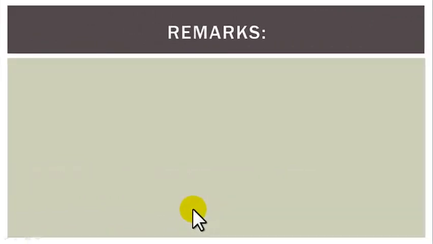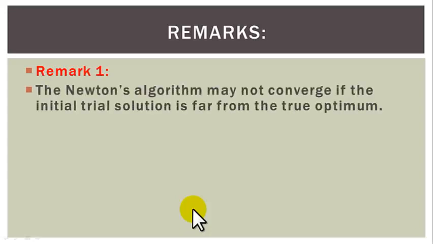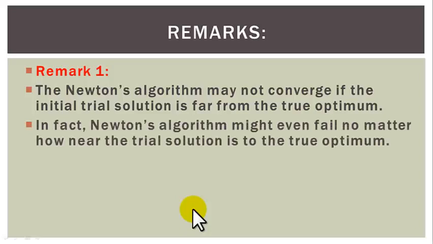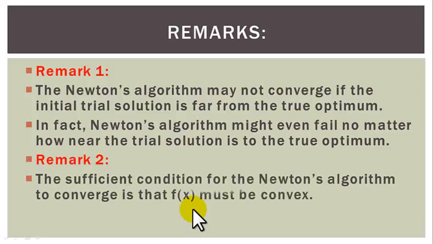Remarks. Remark 1. Newton's algorithm may not converge if the initial trial solution is far from the true optimum. In fact, Newton's algorithm might even fail no matter how near the trial solution is to the true optimum. Remark 2. The sufficient condition for Newton's algorithm to converge is that f of x must be convex.